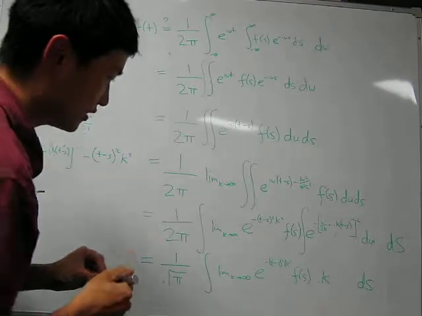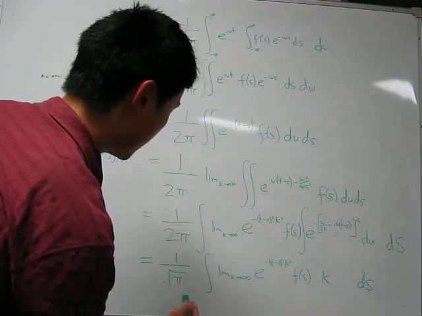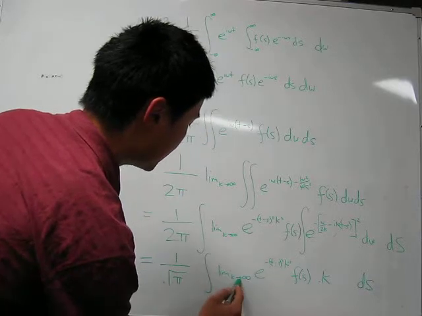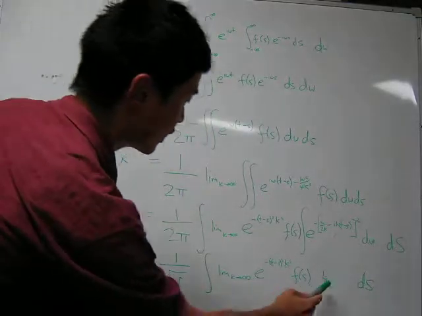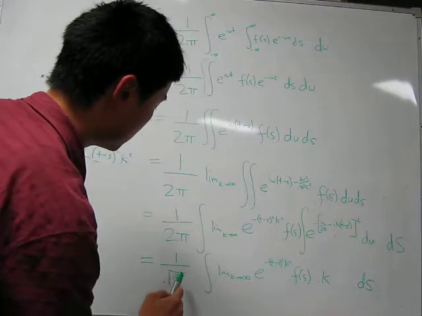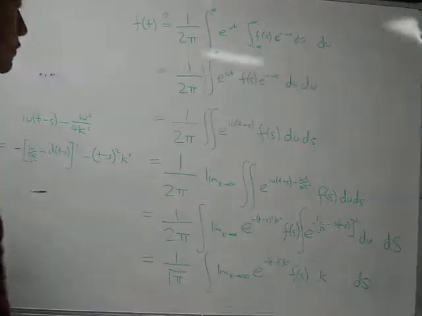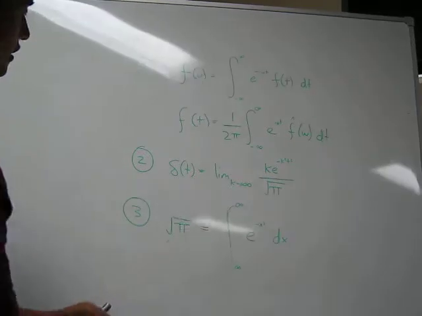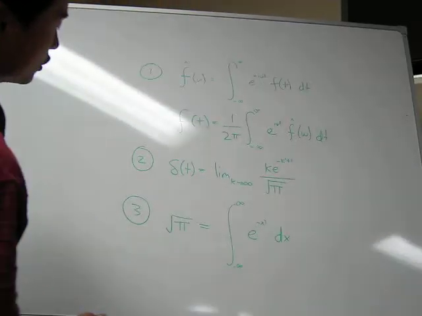Well, hang on a second. This looks very familiar. The limit as k tends towards infinity of k times e to the negative (t−s) squared k squared divided by root pi. And indeed it is.